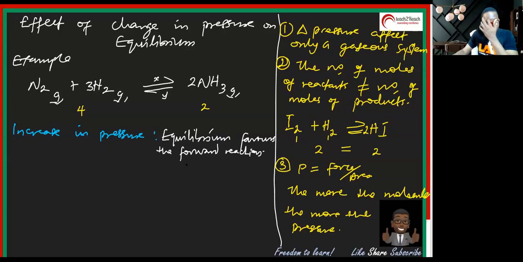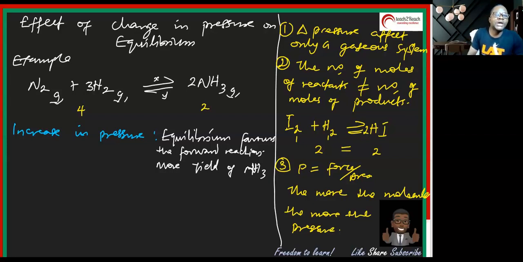And when that happens, you say that there is more yield of ammonia. That means there is more yield of ammonia, more product. You got that? That's how pressure works. The moment you are able to follow the three fundamental issues that I raised earlier, you'll be able to get your pressure.